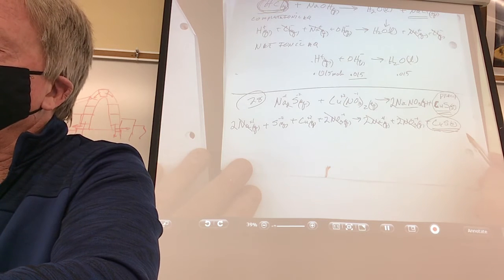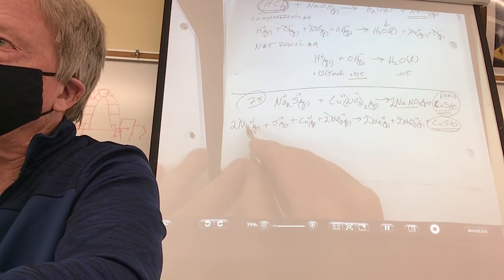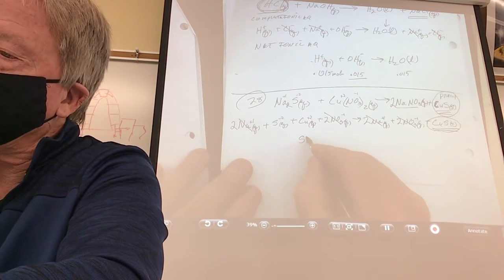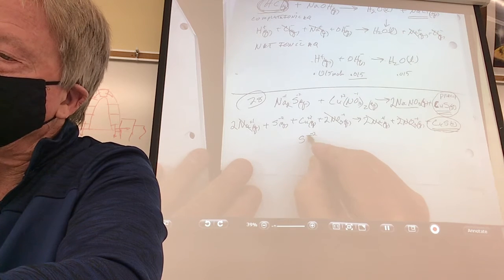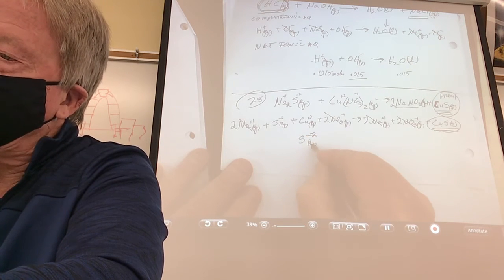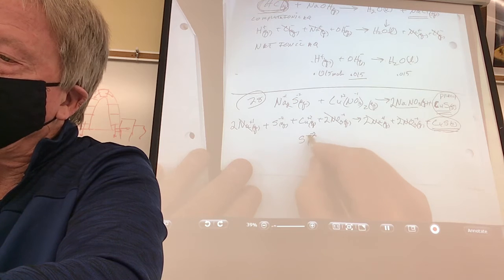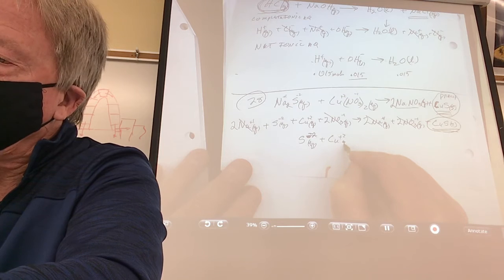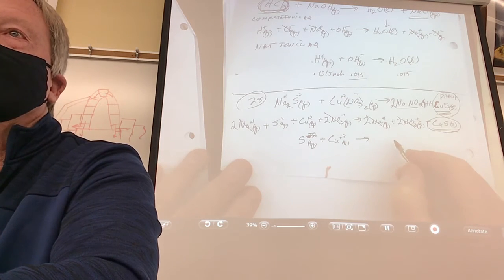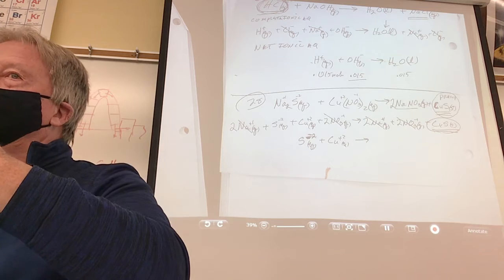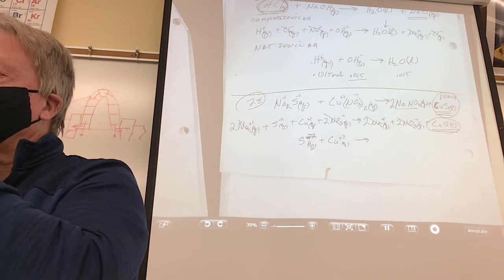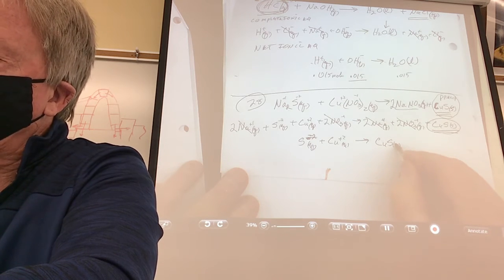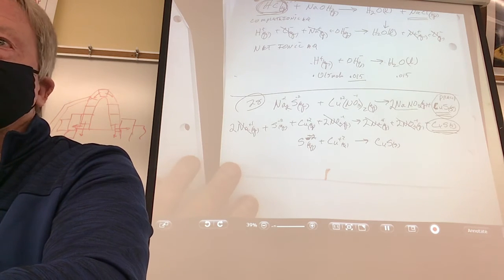So, we took the complete ionic equation and turned it into the net ionic equation. Sulfide ions, S minus 2, bumped into copper 2 ions. And you know what? The force of water trying to keep them apart was not great enough because the force of attraction here was greater, wasn't it? That makes sense to you?